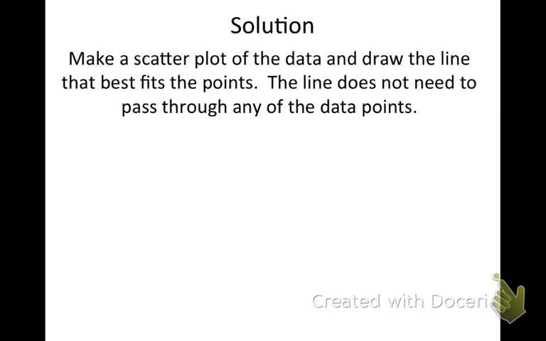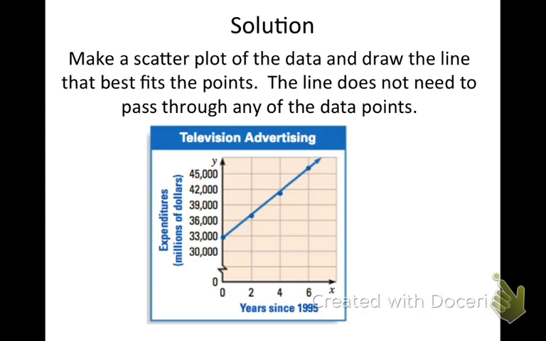So go ahead and take your graph that you made in example 1 for television advertising, and we're going to use a ruler and draw a line of best fit for that graph. Do this now. Your line of best fit should look similar to mine. Again, the line does not need to pass through any of the data points, but you can see that it actually ends up passing through some of them, but not exactly all of them.